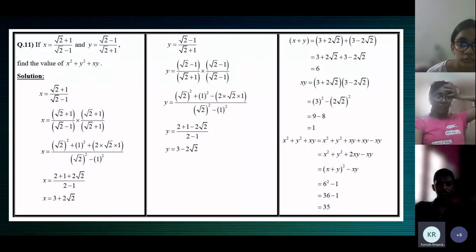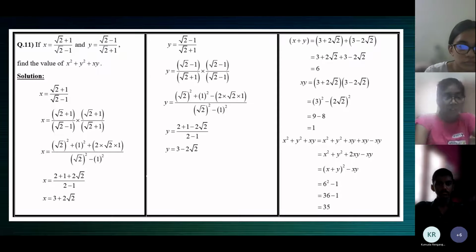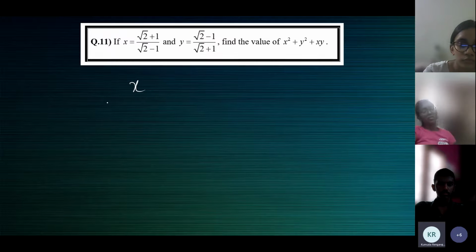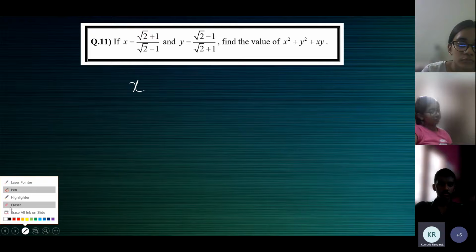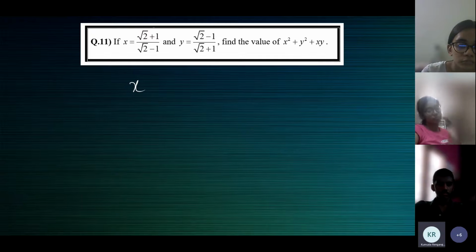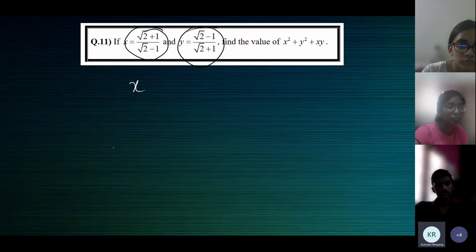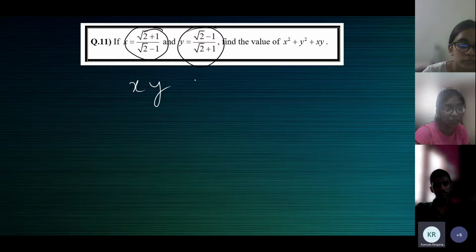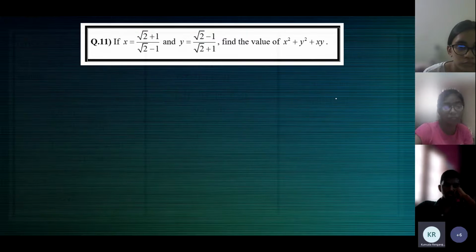So see the answer here, children. I just showed you xy is 1 using this, because they're reciprocals of one another. But actually you would have rationalized x, right? So how will you find xy? Using the rationalized expressions, you will find xy. You would have rationalized the denominator for x, and rationalized the denominator for y. See here.